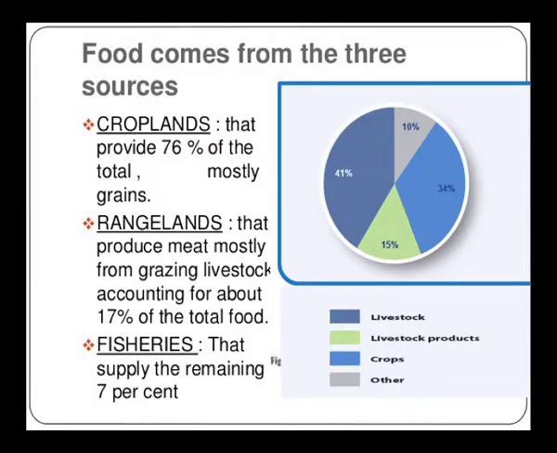Food comes from 3 sources. You have croplands that provide nearly 76% of the total. So, that is basically grains. Then you have rangelands. They produce meats mostly from grazing livestock. This accounts for only about 17% of our total food. Fisheries gets the last 7%.